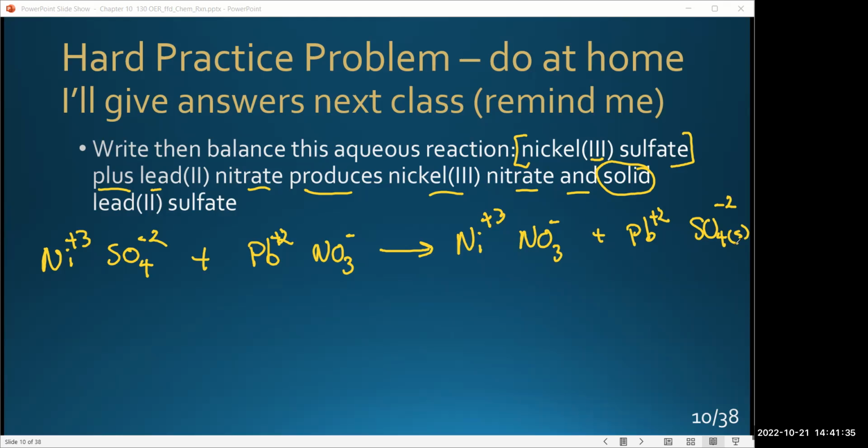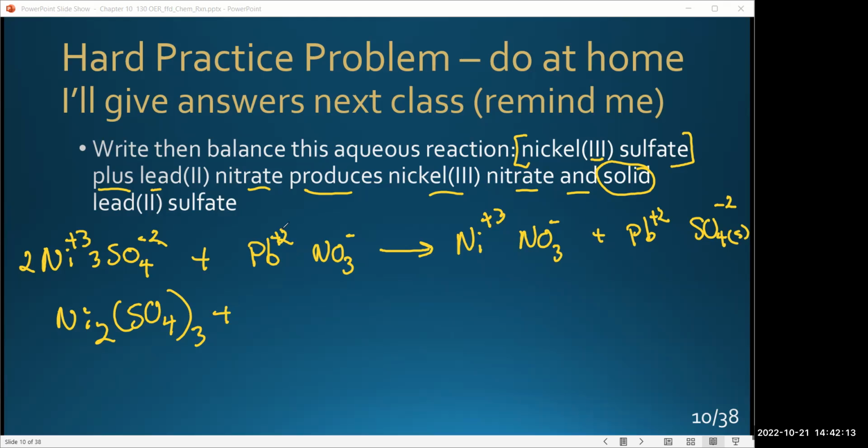So those are the ions. Now I'm going to put the species of the ions together in the correct ratio. We have a dissimilar charge here, a +3 and a -2, like we've been doing before. Find a common number. That means I need 2 nickels and I need 3 sulfates. So its formula is Ni subscript 2 SO4 subscript 3. That is the formula for nickel(III) sulfate.